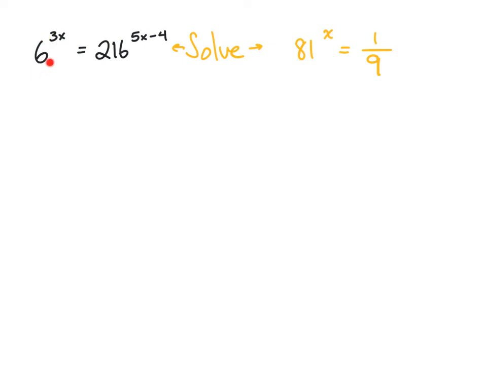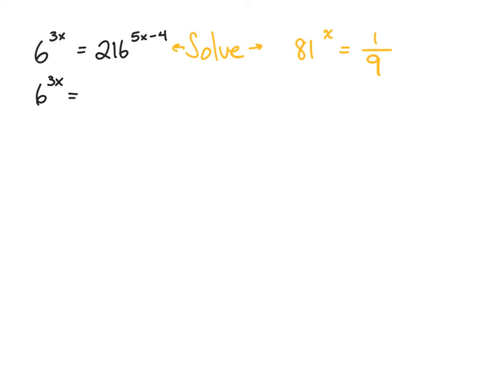I see 6 being raised to a 3x power here and 216 being raised to this power here. This is clearly the smaller base, 6, so I want to rewrite 216 as a base of 6. What makes this different from any other one that we've seen so far is that both bases have their own exponent. There's an exponent for each base here. So we have to keep that in mind. The left-hand side here will not change. This will just be 6 to the 3x power, no problem.